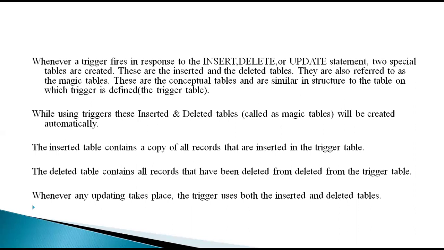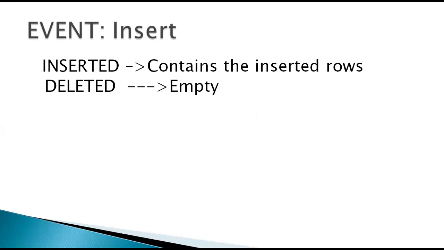All records which have been deleted from the trigger table are going to be inside the deleted table. Whenever an update takes place, the trigger will use both the inserted and deleted tables. We will see that in the practical, then you will understand more. So, whenever an insert event happens, the inserted table will contain the inserted rows. The deleted table will be empty. You can't find anything in the deleted table.